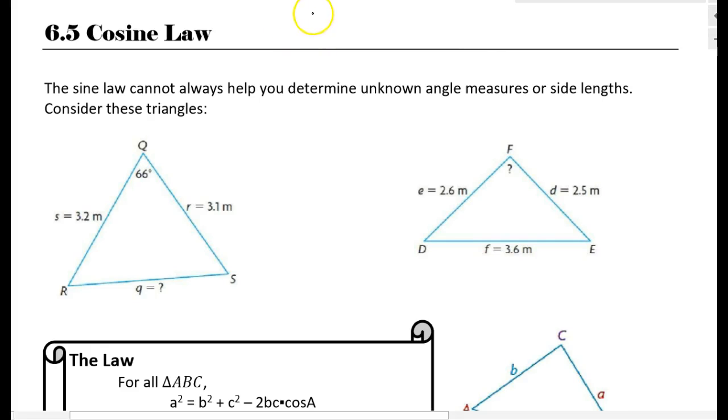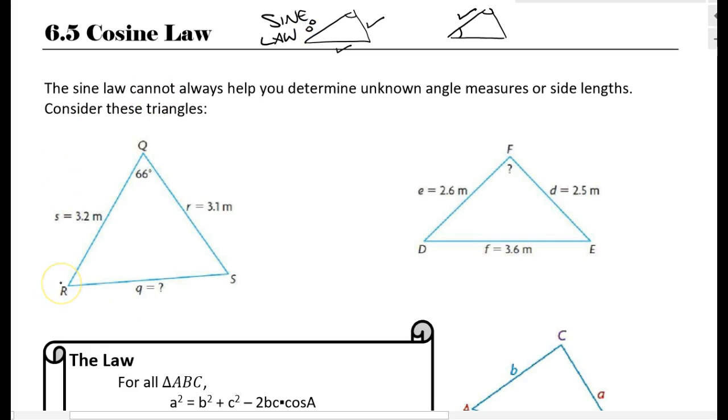So remember, going back to sine law, we were allowed one of two things in our triangles. We were allowed to have an angle, an opposite side, and an adjacent side, or we were allowed to have two angles and any side. If we are in a scenario where we do not have this setup, we cannot use sine law. And so we need something else to help us out.